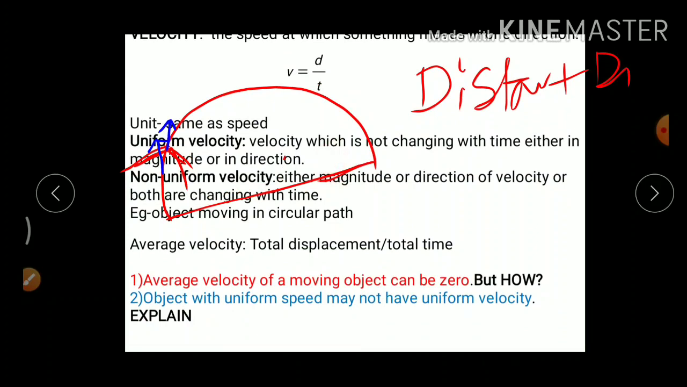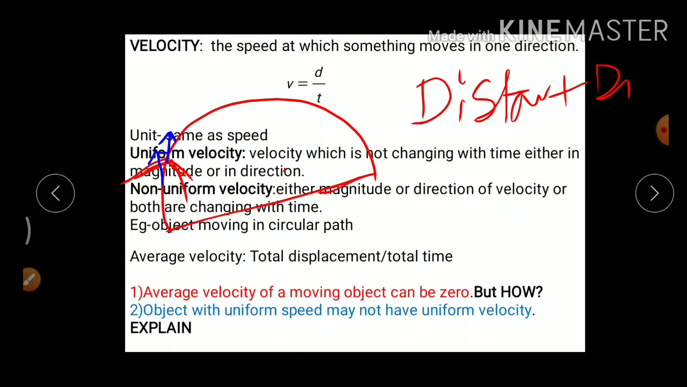So now one question can come to your mind. The average velocity of a moving object can be 0. But how? How can the average velocity of a moving object be 0? This is clear from the definition. As we know, displacement can be 0.